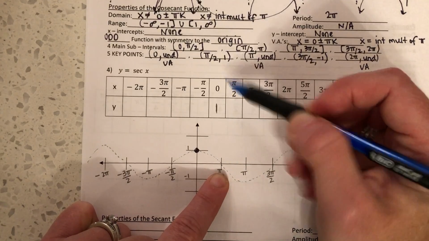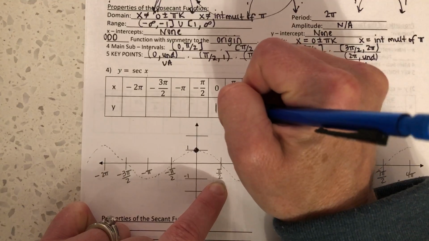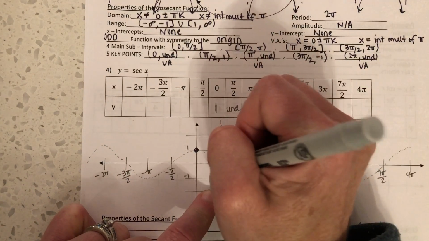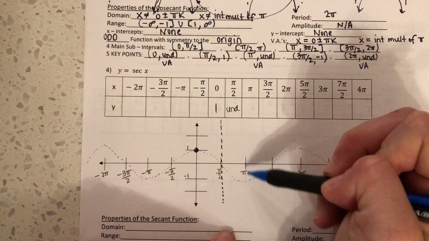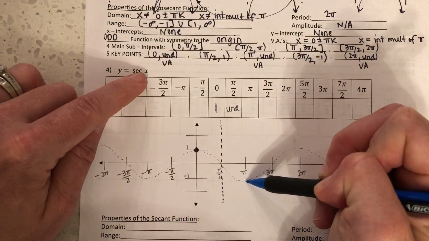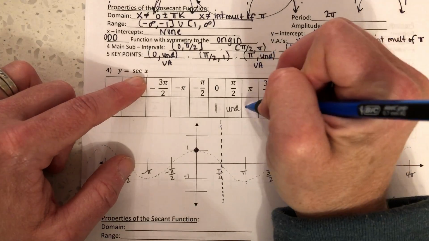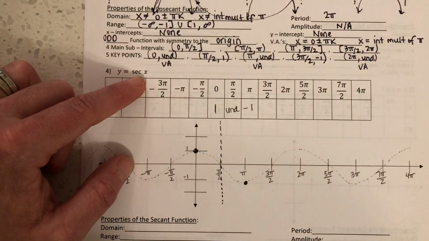So when pi over 2 goes into secant, the reciprocal of 0 comes out, which is undefined. So that's going to be a VA on the secant graph. Okay? All right, when pi went into the cosine, negative 1 came out. So when pi goes into secant, the reciprocal of negative 1 comes out, which is negative 1. So that'll be a point on the secant graph.